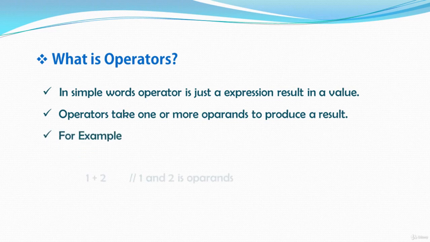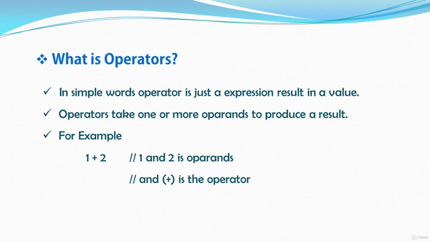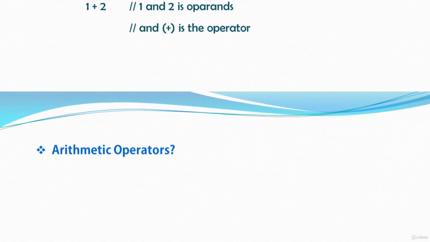For example, I will say 1 plus 2. Here 1 and 2 are operands and the plus sign is the operator. In programming languages, you often see operands called arguments. So we will start our operators from basic mathematics. We will discuss arithmetic operators first. I know you feel comfortable with arithmetic operators because you learned most of them in school. Now let's take a look at the arithmetic operators.